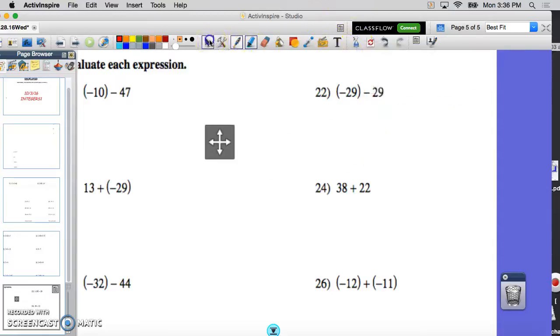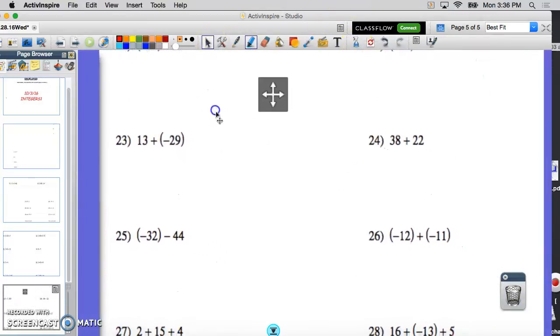Going over to number 23. Now, you really should be stopping the video and trying it yourself and then unpausing the video to see if we come up with the same answer, okay? So use a video to help you understand the concept, not just to get the answers.